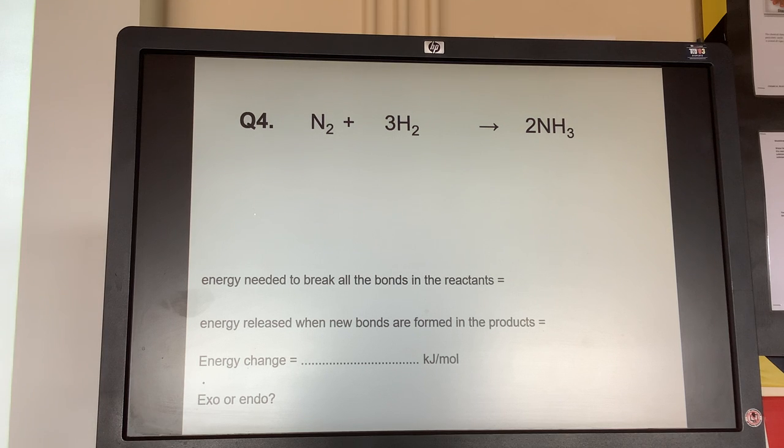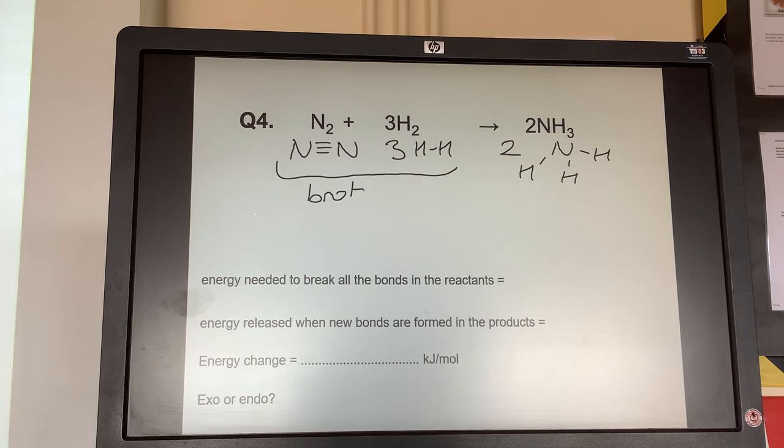For the next one, we've got nitrogen, 3 lots of hydrogen, and we're making 2 lots of ammonia. Don't forget, going to work out our broken minus our made. I'm not going to show all the working out this time for you, so pause the video and try and work out the 2 values for the energy to break the bonds, energy released when the bonds are made. Pause the video.